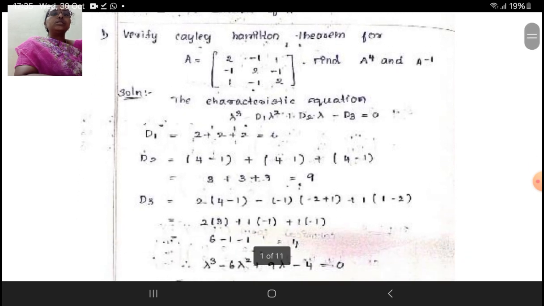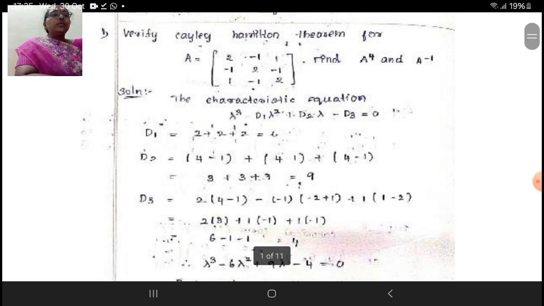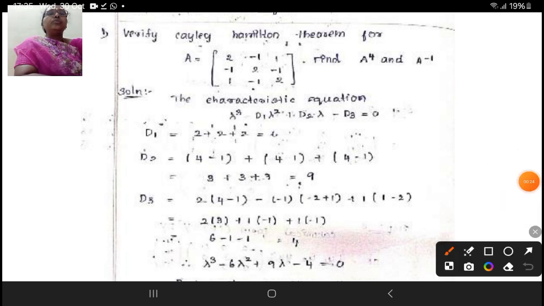So next we discuss one sum. Here in this sum we are going to calculate the verification, then A higher power, and A inverse. So these three things we want to calculate. First, from the given matrix we can calculate the characteristic equation.